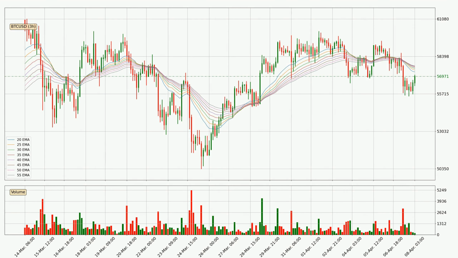Moving to the 3-hourly stochastic RSI, the stochastic RSI currently shows no overbought or oversold conditions, but because the %K line is over the %D line, we can deduce that the trend is currently on the up.